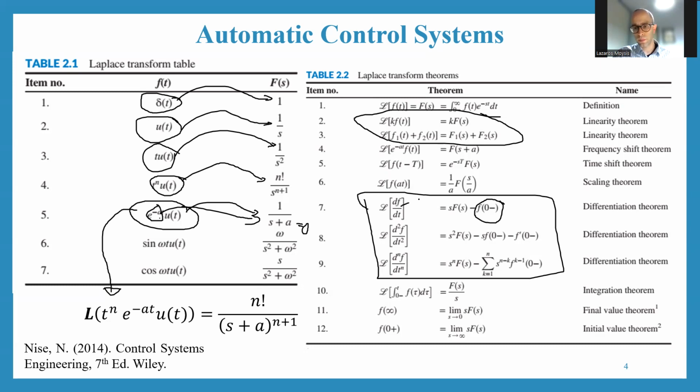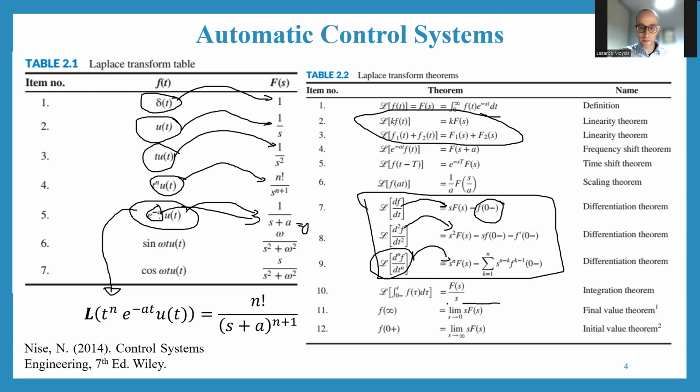For the derivative, we go towards s. For the second order derivative, we go to s squared, which then becomes s, which then becomes s to the 0, a stable term. And then for the nth order derivative, we're going to go s to the n, s to the n minus 1, s to the n minus 2, and so on, adding one more derivative each time. Again, this is very easy to remember.